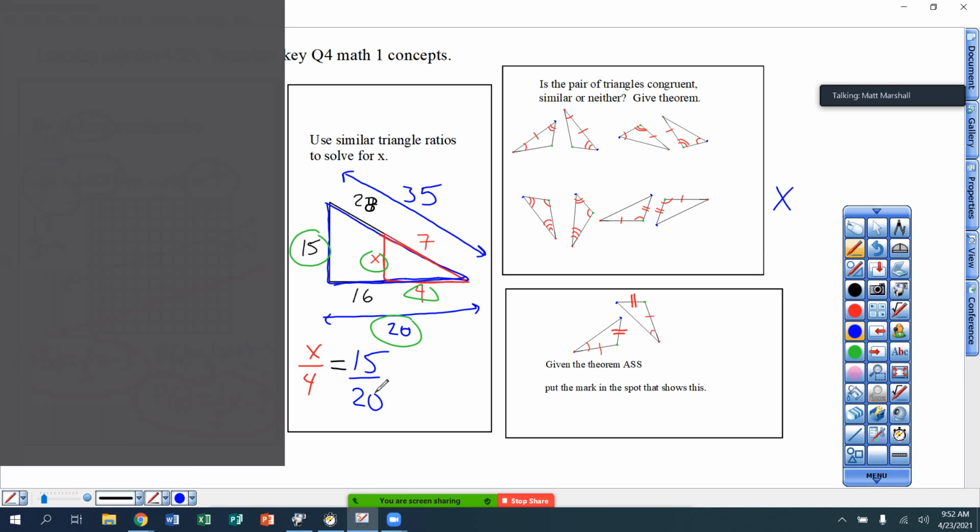You don't want to put 16 here. You don't want to put 4 here. You don't want to do any other pattern. You could have done other patterns.